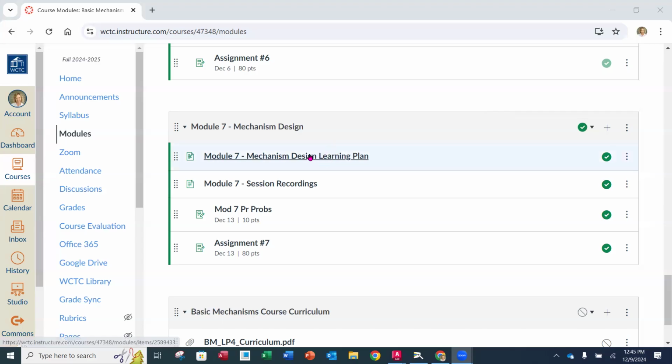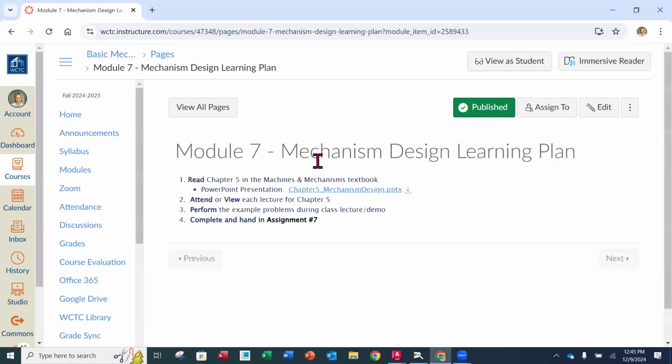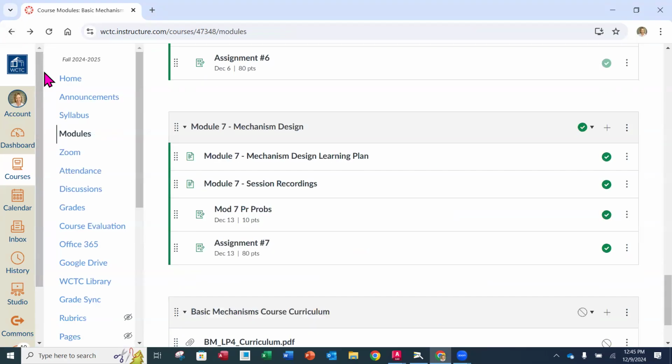So in Module 7, if we look at our learning plan, we are going to be following along with this PowerPoint. It's a Chapter 5 PowerPoint. I'll be pulling that up in just a little bit. Chapter 5 is where we're going to be getting all the context. I will have our session recordings posted in Module 7, so nothing to look at there right now.